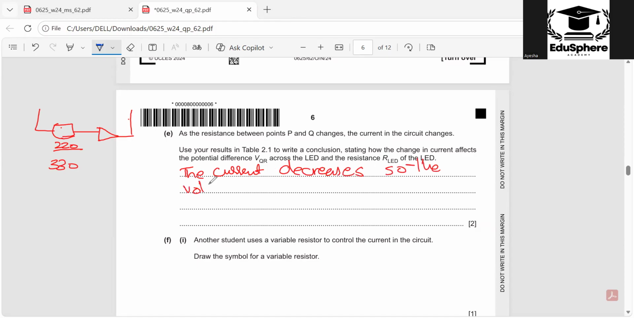So the voltage also decreases and the resistance increases. Resistance across the LED increases. So this is the result of this particular question.